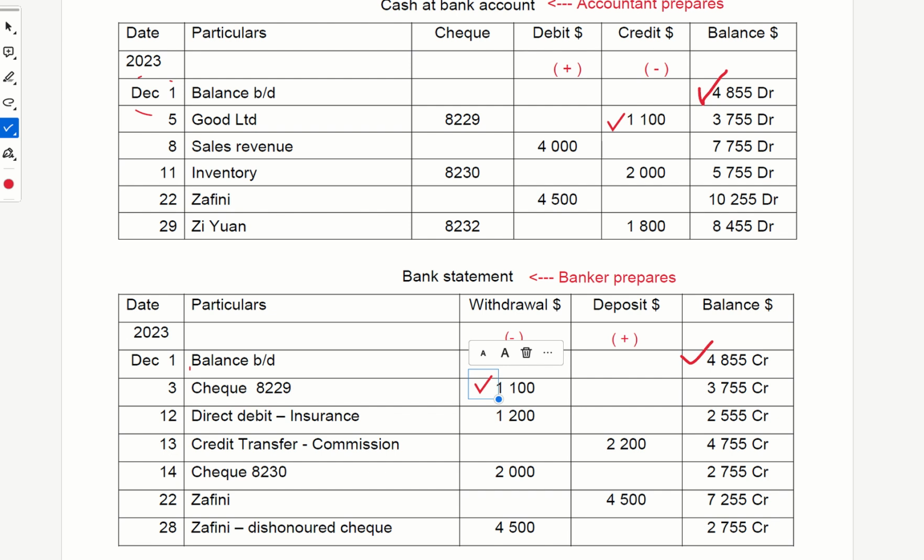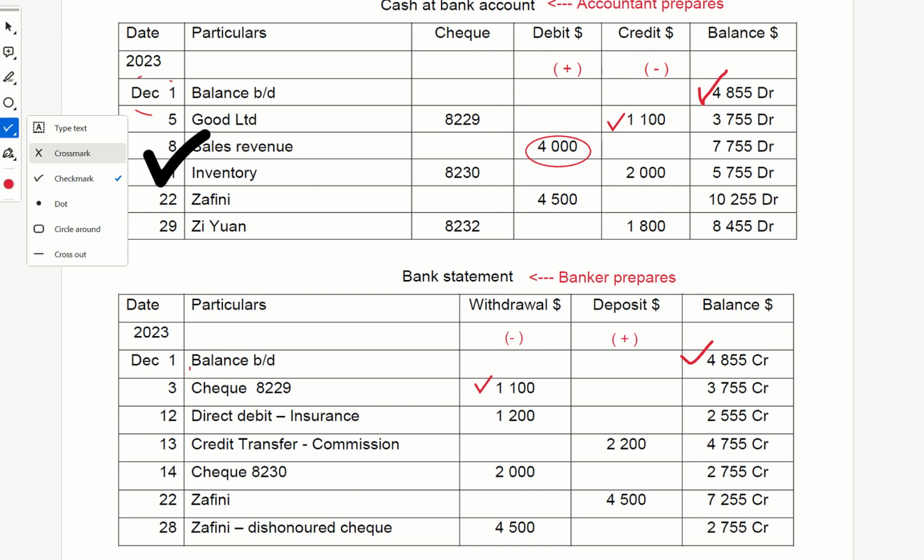Now let's go on and take a look at the second item, which is this cash at bank debit increased by 4,000 sales revenue, right? So cash at bank, there is a debit increased by 4,000. On the other hand, can you find it in the bank statement? After looking through, no, I can't seem to find anything in the bank statement that says debit or increase by 4,000. So what are you going to do? You are going to circle 4,000. Because that is the difference. You are going to tick whatever is the same and circle the differences.